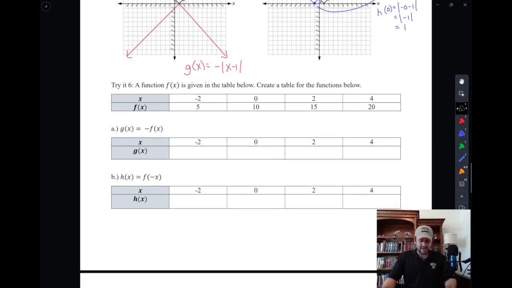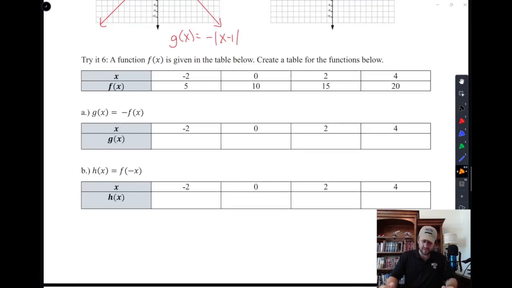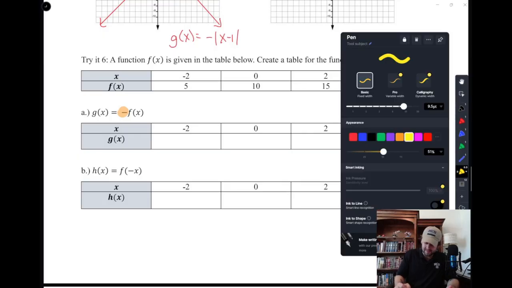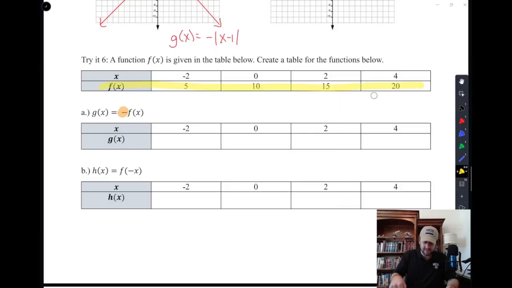All right, here's a table, and they're going to ask us just to change one thing, which is add a negative. So if g of x is f of x but negative, that means it's literally going to look exactly like f of x did. So here's the f of x line. They're just asking us to make it negative now. And so negative 5, negative 10, negative 15, and negative 20. And then the question to you would be, what type of reflection is that? A vertical.